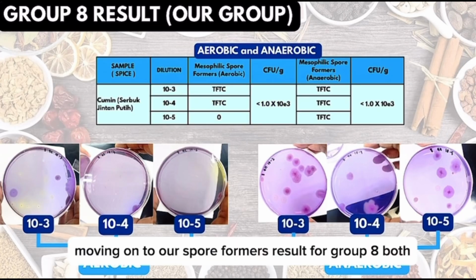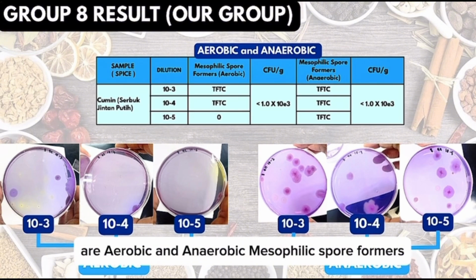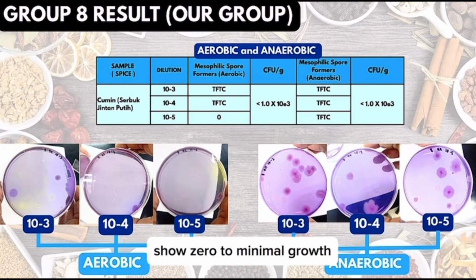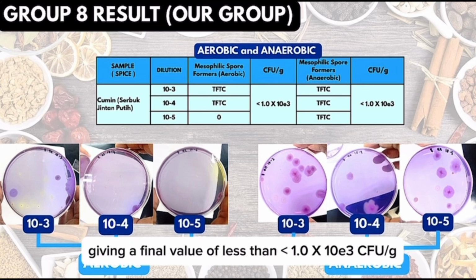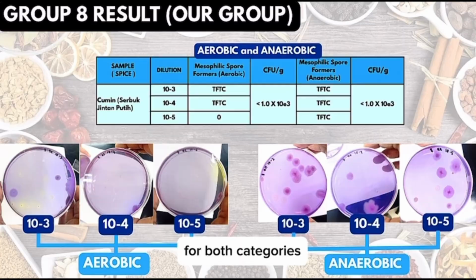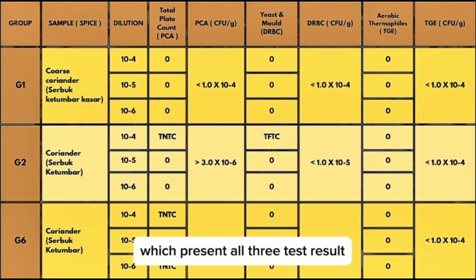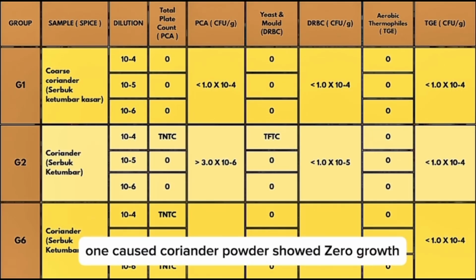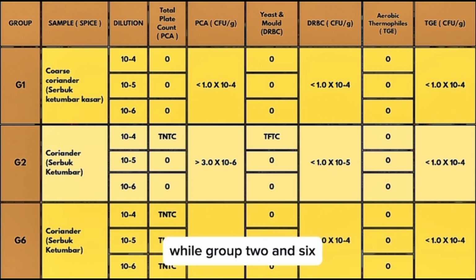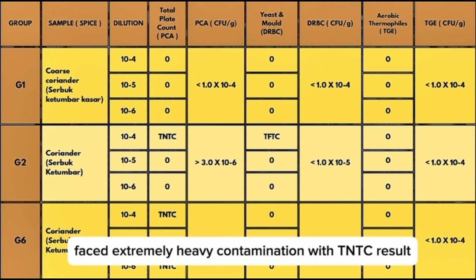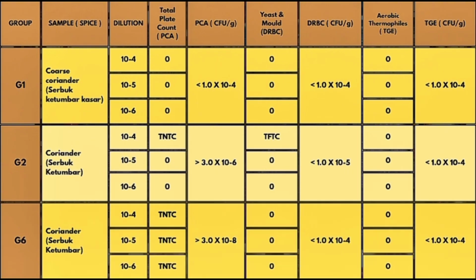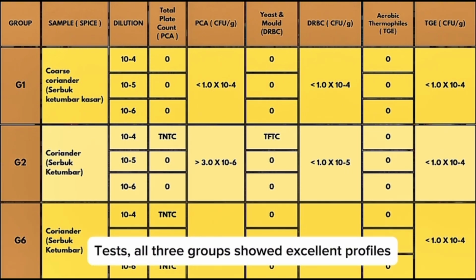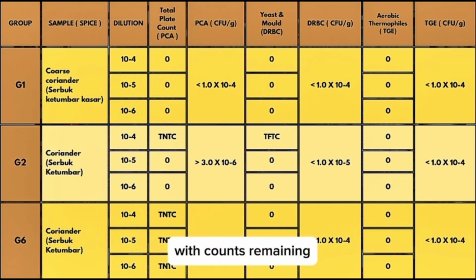Moving on to our spore formers result for group 8, both aerobic and anaerobic mesophilic spore formers show 0 to minimal growth, giving a final value of less than 1.0 times 10 to the power of 3 CFU per gram for both categories. Moving to data 3, which presents all 3 test results for the coriander samples. For PCA, group 1 coarse coriander powder shows 0 growth, while group 2 and 6 face extremely heavy contamination with TNTC result.